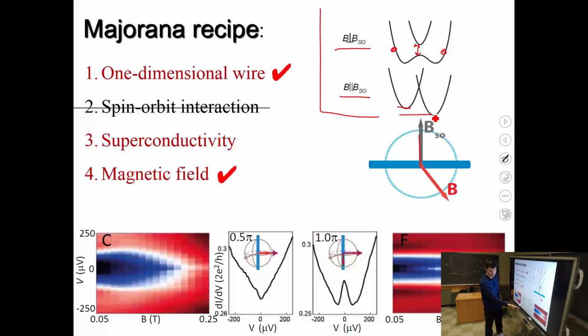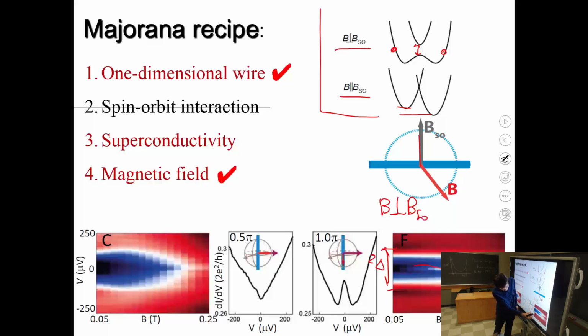Now this is data in color scale. This is the scale of the gap, 2 delta. And the color here is conductance. Red means high conductance, blue means low conductance, and white is in between. So starting at some magnetic field, you start seeing the zero bias feature developing. And that's the Majorana situation, because in this case, we have the 2 fields perpendicular.